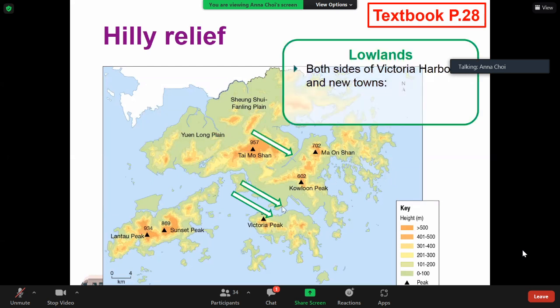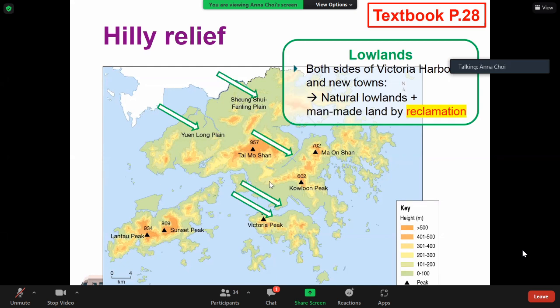Basically that will be on both sides of Victoria Harbour. We call this the natural lowland. But at the same time, you'll find that some places, in fact, are not natural ones. So here, these two basically are the natural ones. Then apart from both sides of Victoria Harbour, the northwestern or northern part of the New Territories are what we call the lowland.